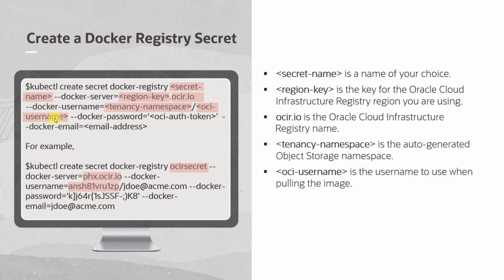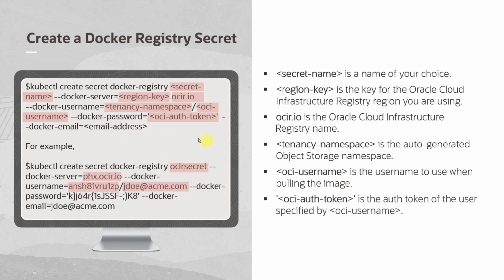Next is OCI username. It is the username to use when pulling the image. Next is OCI auth token. And the OCI auth token is the auth token of the user that you have specified in the username field, that is OCI-username. Remember, special characters like auth token must be surrounded by single quotes.